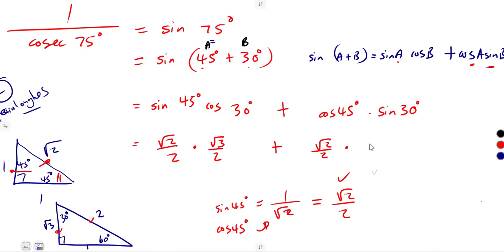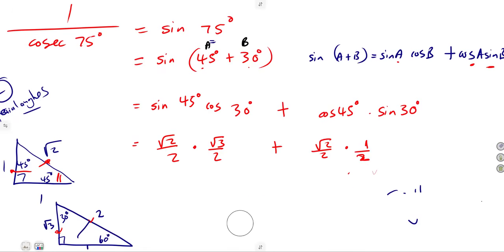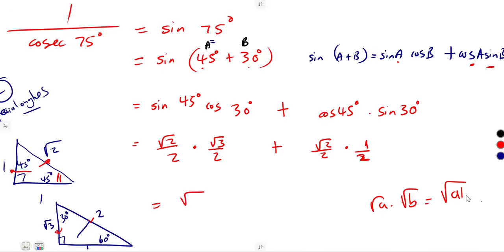Remember from your ratios, SOHCAHTOA, opposite over hypotenuse. So it's 1 over 2. Just like that, we are done. We just need to simplify everything. Remember, multiplication, numerator to the numerator, square root of 3 and square root of 2 multiplied together. That's square root of 6. Square root of A times the square root of B is the square root of AB. So you multiply 2 times 3, which is 6.